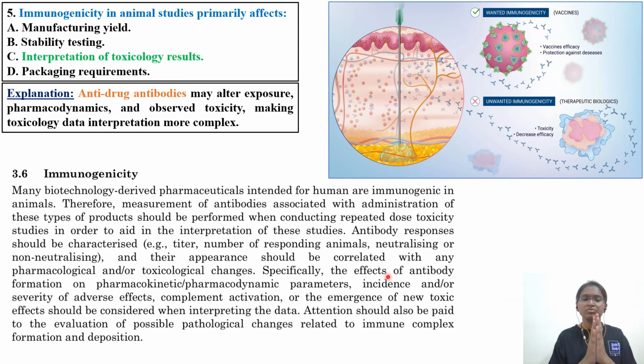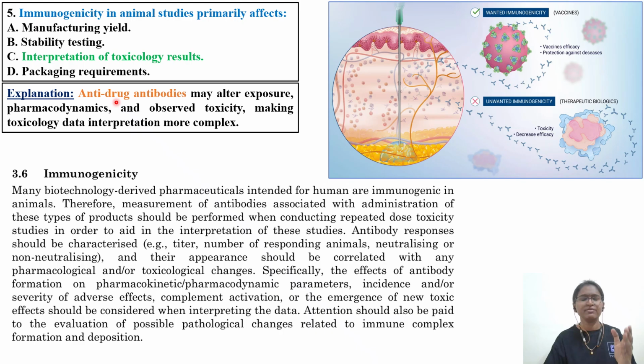Now another question is with respect to immunogenicity. The question is, immunogenicity in animal studies primarily affects what? In the case of biotechnology, if the biologic triggers your immune system, then the entire interpretation of the toxicology data will change. To address this, you have to do an immunogenicity test for the biologic. We have section 3.6 for this.